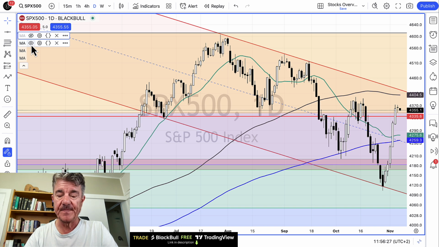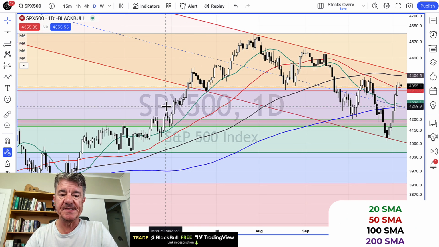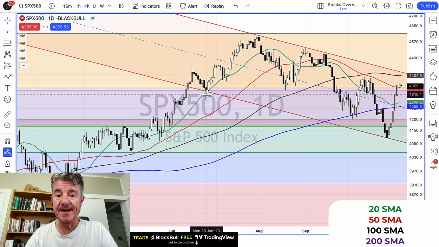The next one is this purple line down at the bottom. That's the 200 period moving average. And then the last one, the red line, is the 50 period moving average. And you can see in an uptrend, they're all sort of layered on top of each other. The 20 is above the 50, which is above the 100, which is above the 200.